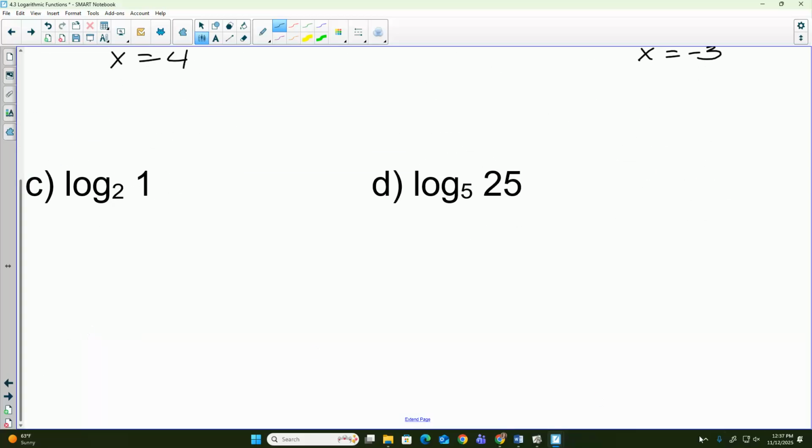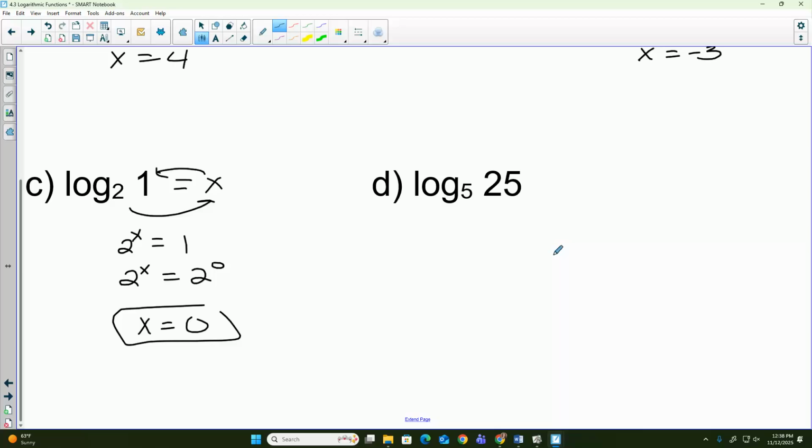See if you can tell me the answers on those. So, some of you are just writing down the answer and some of you are solving equations. It doesn't matter. If you can look at it and tell, that's great. 2 to what power equals 1? 0. If you can't tell that, then set it up. Means 2 to the x is equal to 1. We know 1 is the same as 2 to the 0 power, so we get 0.